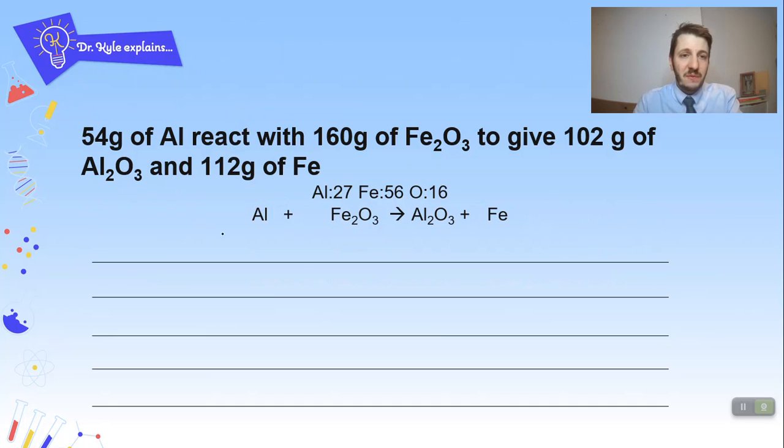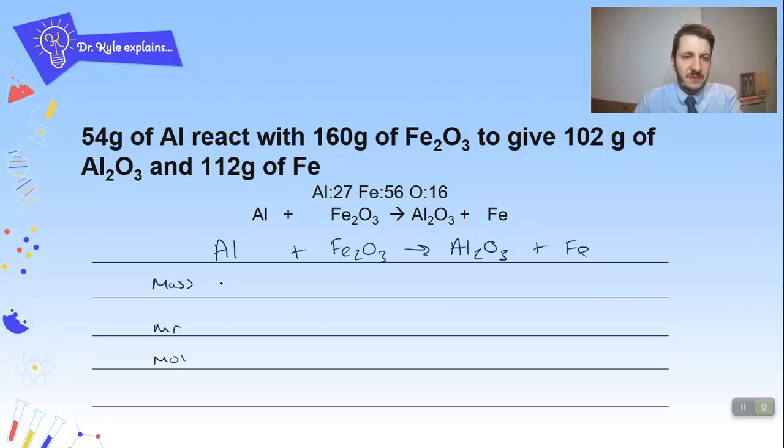So here I've got 54 grams of aluminium reacting with 160 grams of iron oxide to give 102 grams of aluminium oxide and 112 grams of iron. So what is the balanced equation? Now obviously you could just add the numbers in straight away, but we're going to prove this using the grams and moles. So first things first, you simply get your aluminium plus Fe2O3, write out your equation like we've done in previous videos, and then we're just going to write mass, Mr, and moles down the side.